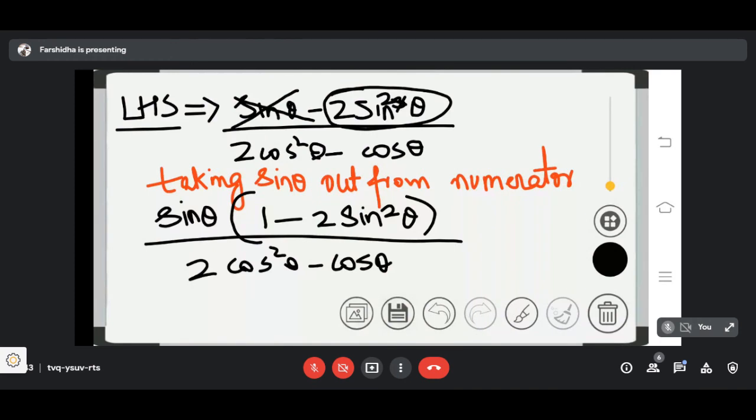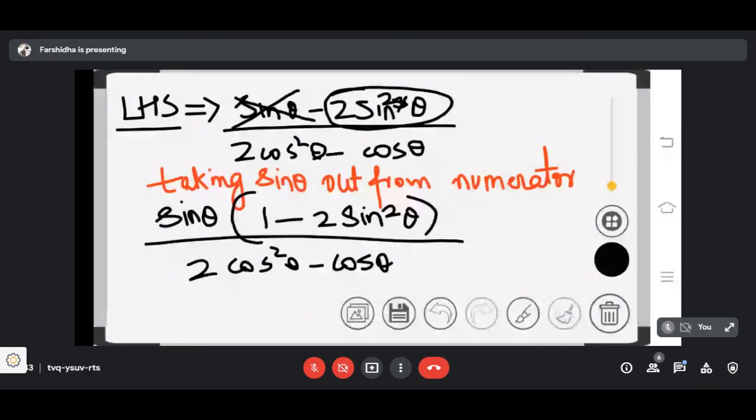So in this step, I have taken sine theta outside the numerator. Now sine theta is gone, so there is 1 remaining. It will be 2 sine square theta, divided by, write the same thing, the denominator 2 cos cube theta minus cos theta.